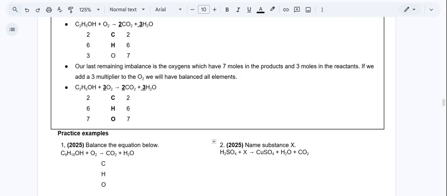So how many carbons have we got on the left to start off with? We've got 9 carbons on the left, and we've only got 1 carbon on the right. So I'm going to go out on a limb, even just at this early stage, and say we're probably going to be putting a 9 in front of that carbon.